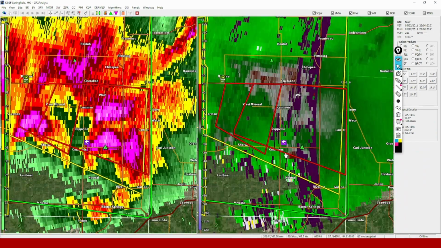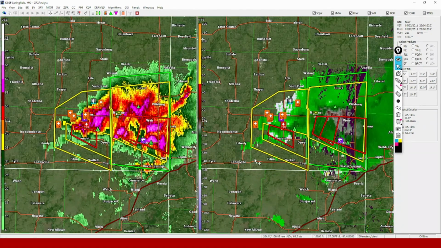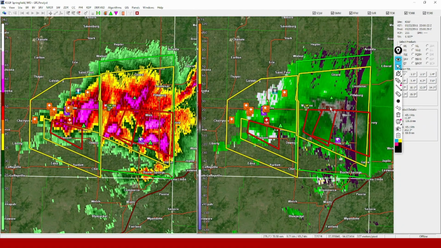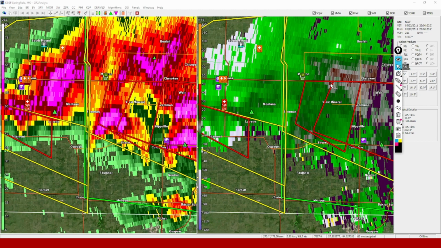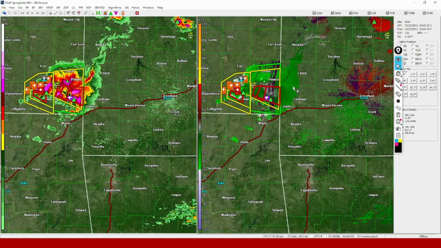This here was too far away from the radar to really see much on base velocity. You can see a bit of that rotation with the reds going away from the radar and green going towards the radar, but that's a little harder to tell because it's further from the radar.